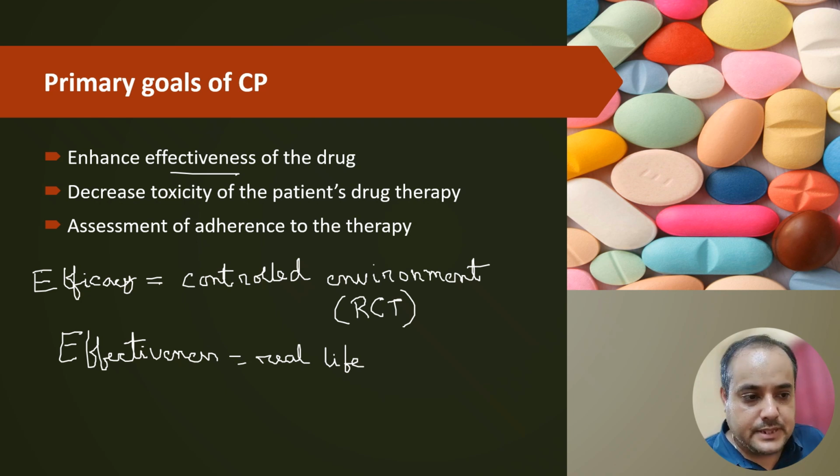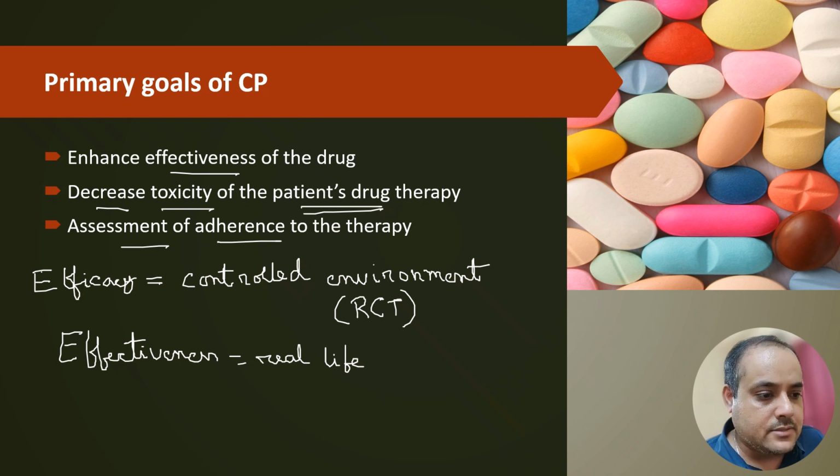The second primary goal is to decrease the toxicity of the patient's drug therapy. And another goal is to assess the adherence to the therapy. So these are the primary goals of clinical pharmacokinetics.